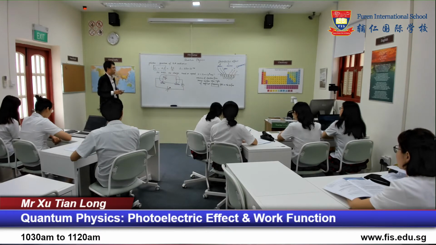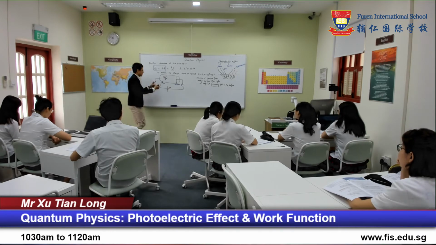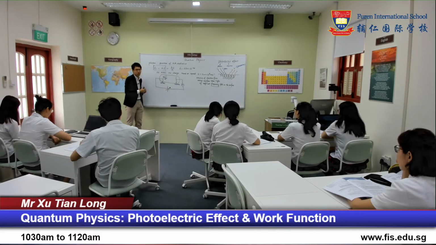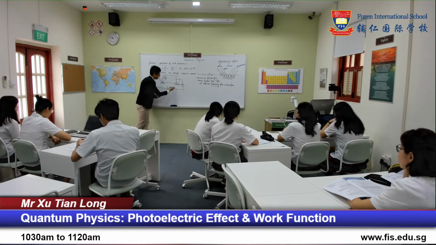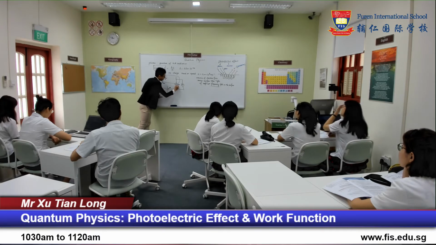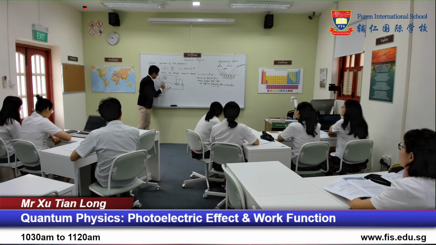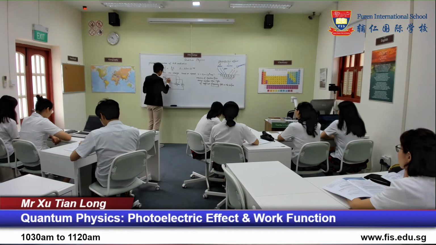So for it to reach the collector, we need to apply a potential difference across the plate. So what is the potential difference here? Positive or negative? This side should be positive, this side should be negative. So the electrons will be attracted to the collector, right?